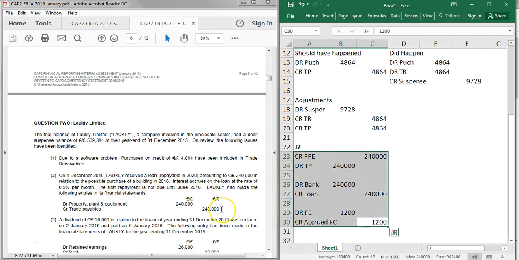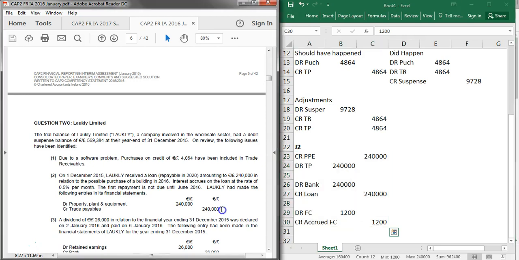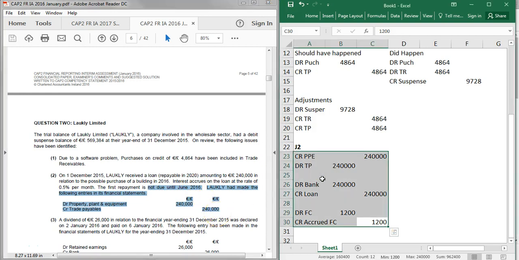And notice there have been 2 entries here, so there's no such thing as a balancing figure. So this will not impact the suspense account. It did up here because there was an imbalance on the debit side. There's no imbalance here, so therefore there's no impact on the suspense account. But still, for part A, you have to put in these core adjustments to get your marks. So that's your journal 2.